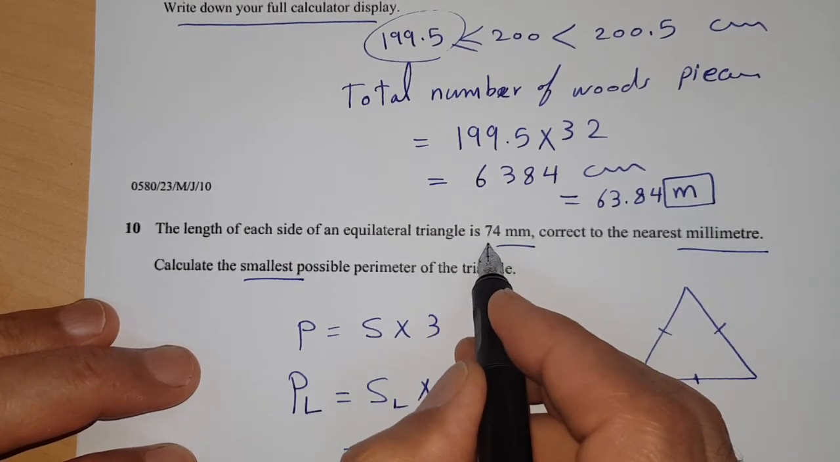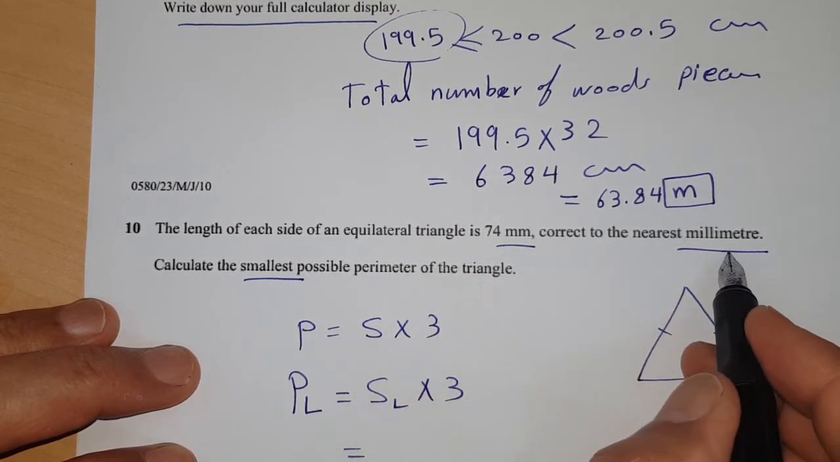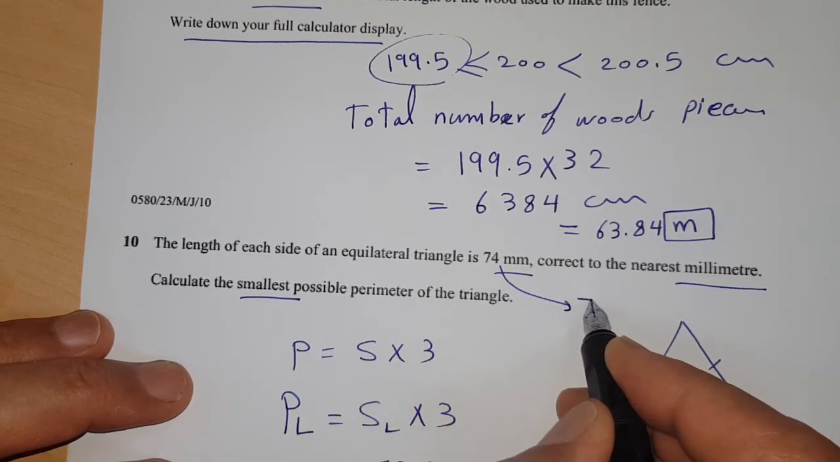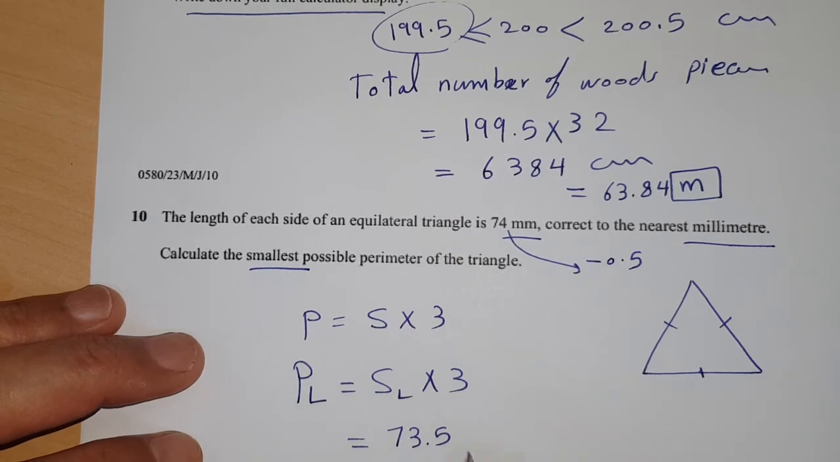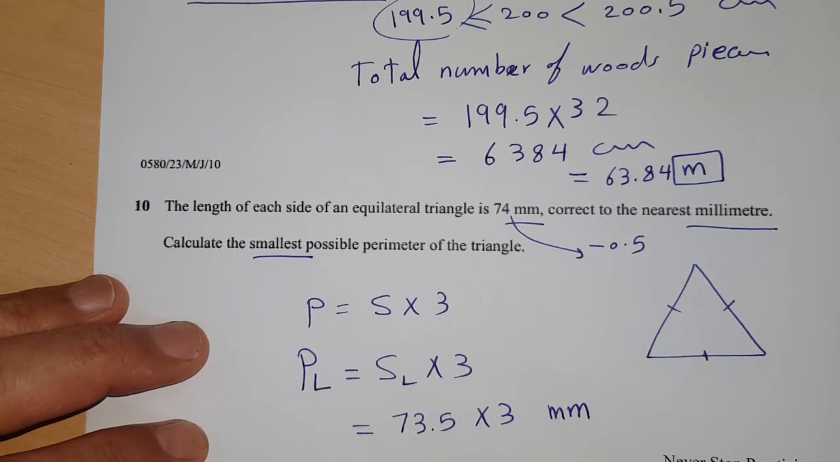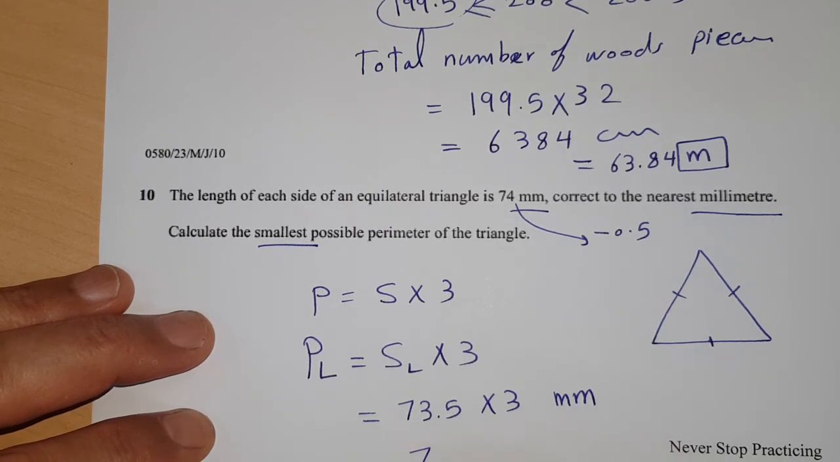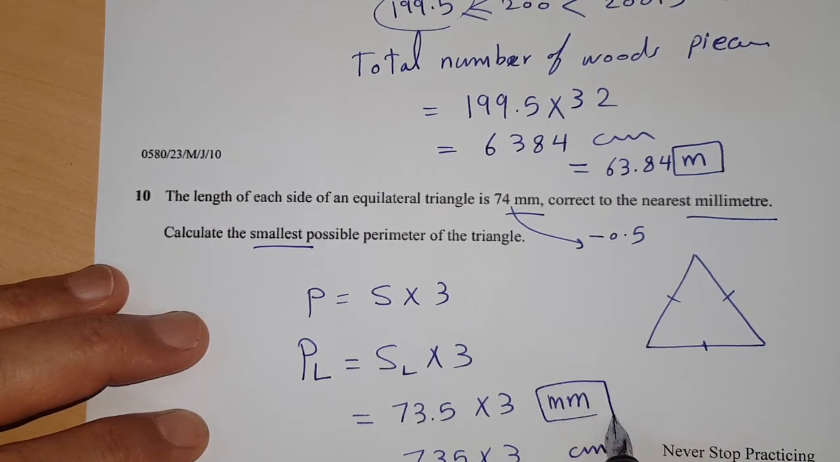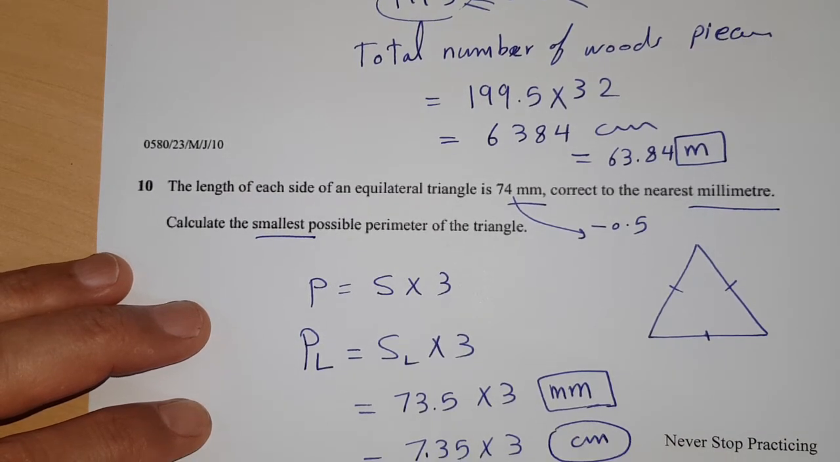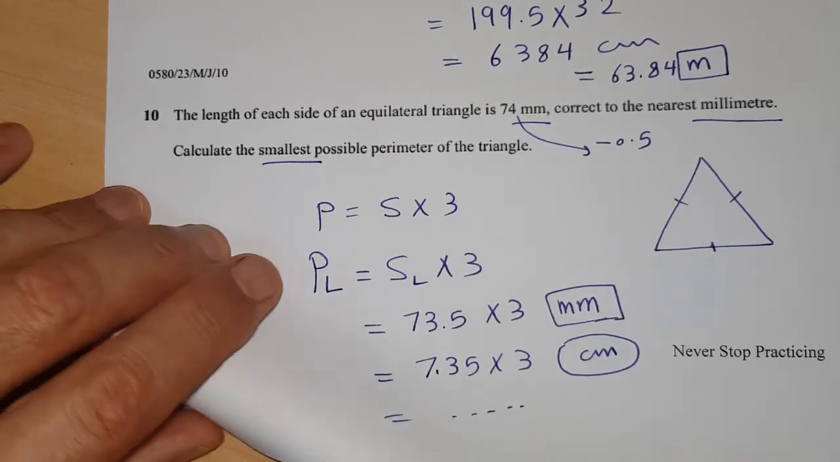S lower here. What is the lower bound of 74 millimeters to the nearest millimeter? It's 73.5. Just subtract 0.5 from it. Times 3, and don't forget this is in millimeters. If it were centimeters, it would be 7.35 times 3 centimeters. If millimeters, the answer needs millimeters. The question needs the answer in centimeters. So just multiply by calculator and write your answer. Okay.